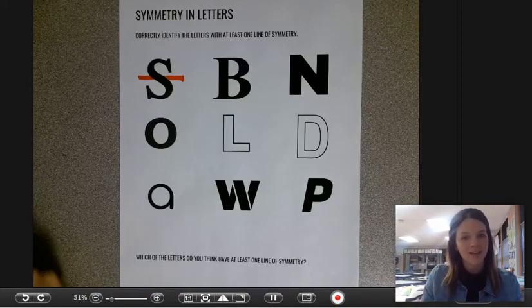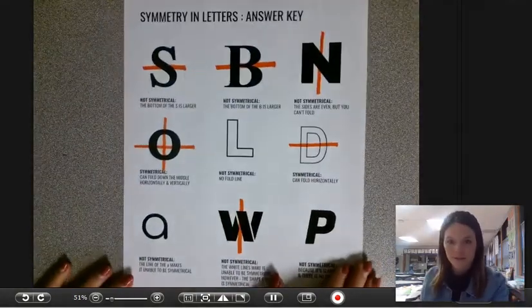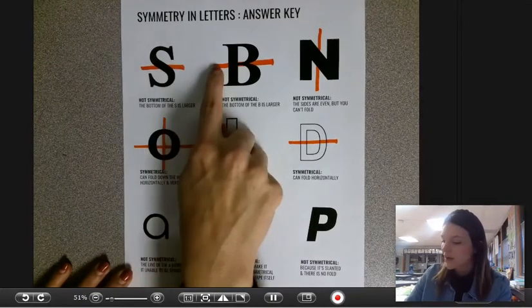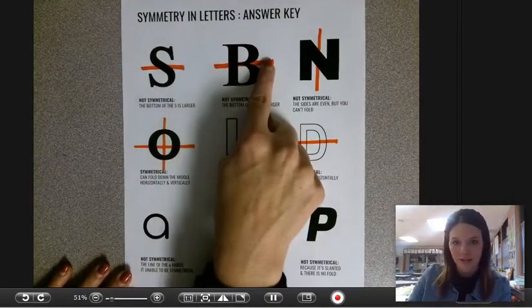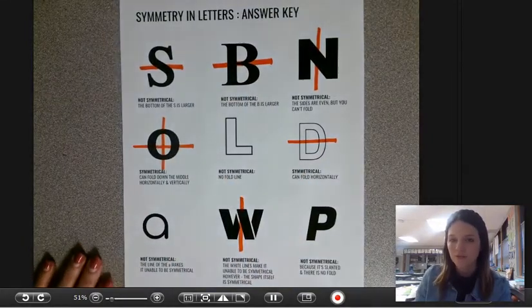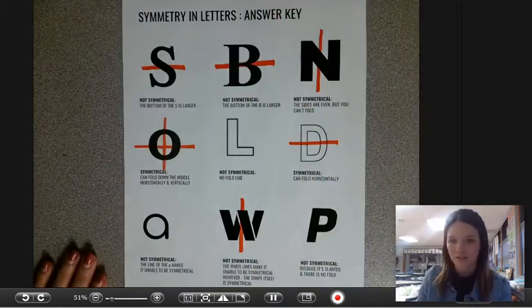And when you're done looking at that, here are the answers. So you can see I drew some lines to help you. There's our S. It doesn't work this way. The B also looks symmetrical. Unfortunately, it's not because this is a little bit smaller than that. The N, if we were to fold it, it also looks the same vertically, but it would not fold exactly the same to the other side.